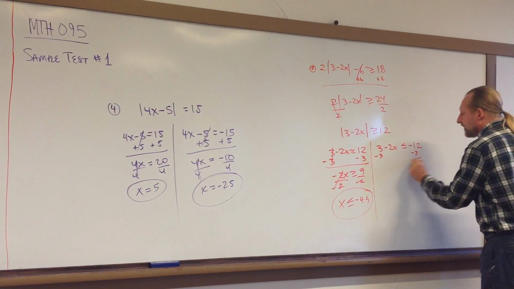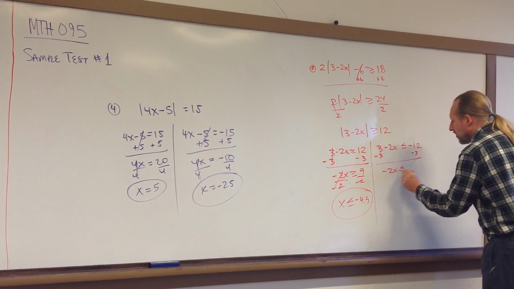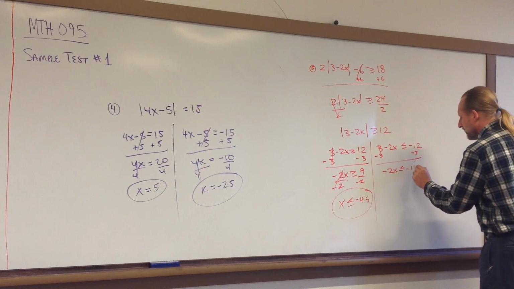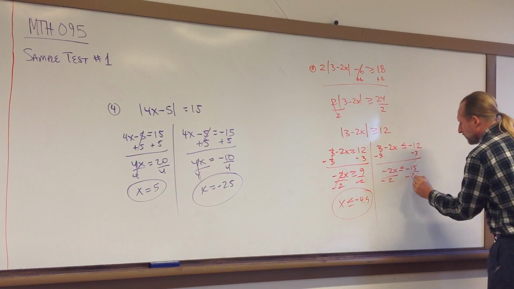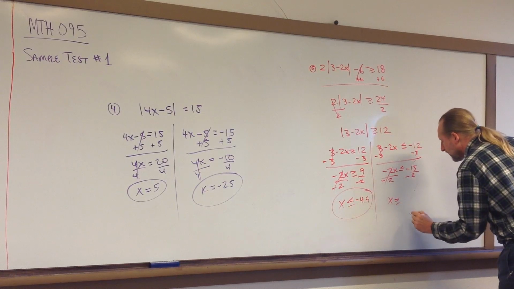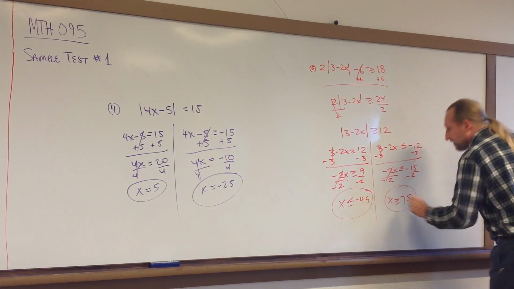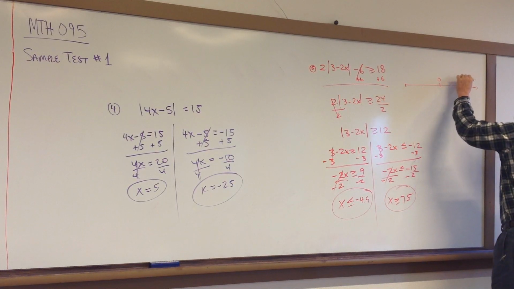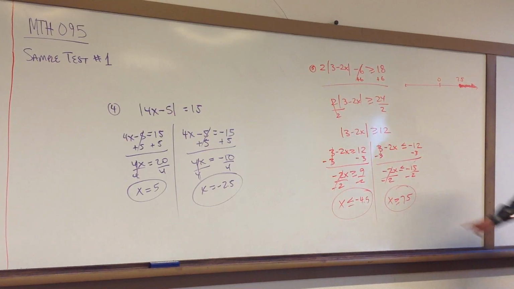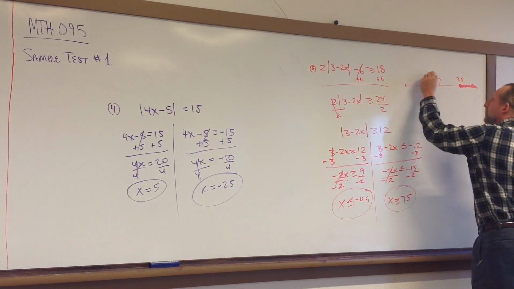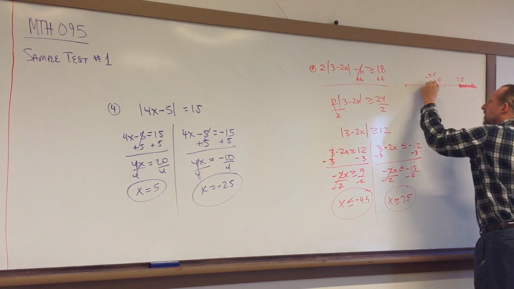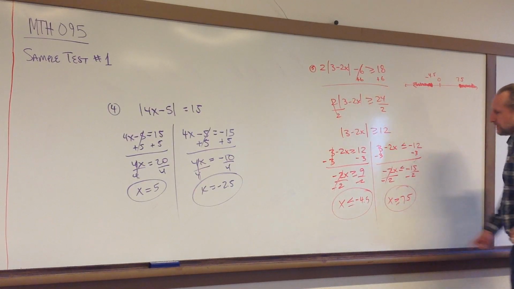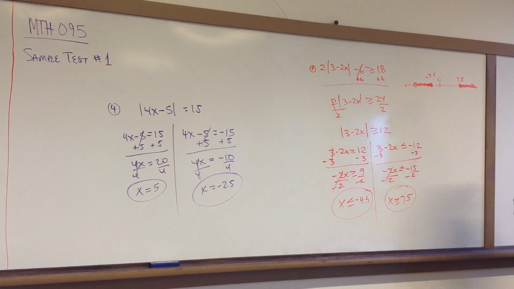And then do the same thing over here. Let's see here, negative 15. And then divide on both sides by negative 2. X greater than or equal to 7.5. So there's our 7.5. So there's x greater than or equal to 7.5, and then the negative 4.5, x less than or equal to negative 4.5. And that's what it looks like on the number line.